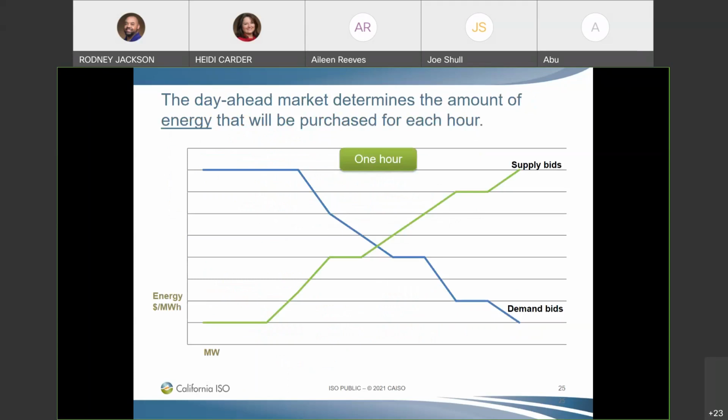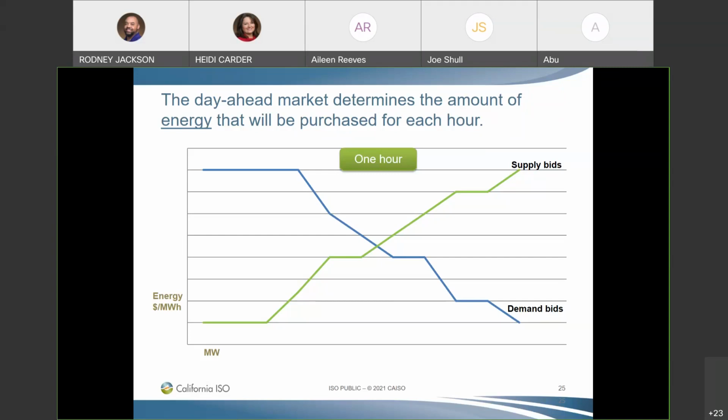Now, the day-ahead market determines the amount of energy that will be purchased for each hour. This graph represents 1 hour in the day-ahead market. Scheduling coordinators can submit different bid curves for each hour of the day. All the economic bids and self-schedules, both supply and demand, are placed on the curve. After we discuss the market processes, I'll take a little detour and talk about the different types of bids.